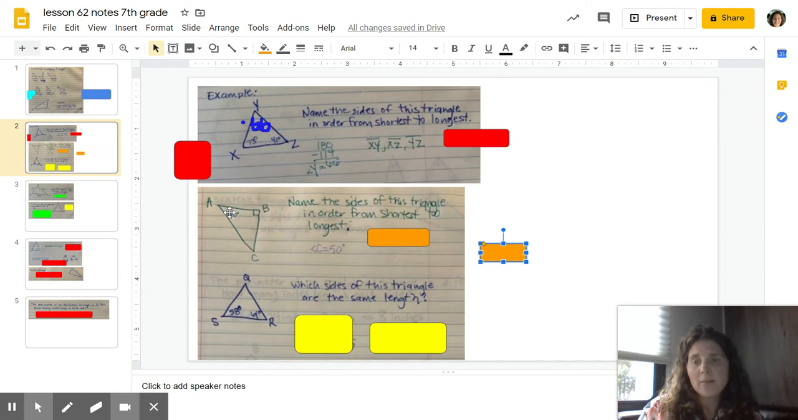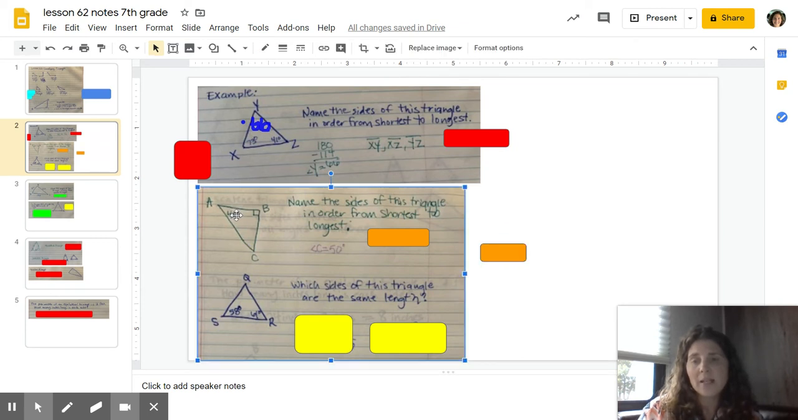It's 40. And so the side opposite of it is CB or BC, whichever you want to call it. The next biggest angle is the 50. And across from it is AB. And your next largest angle is 90. And across from it is AC.